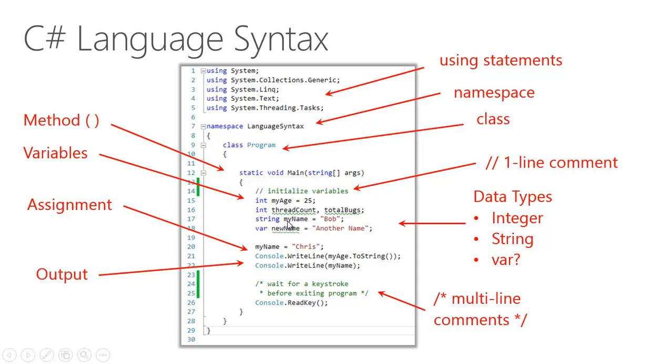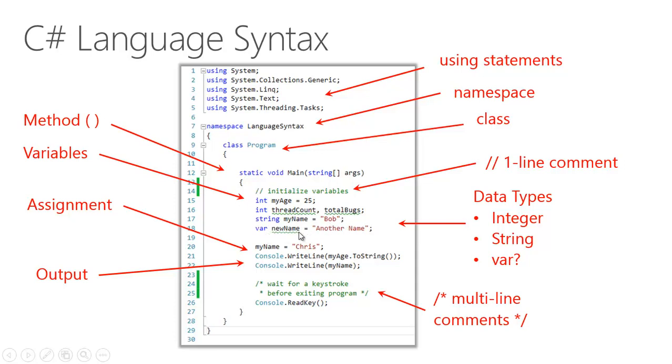Next, we have a string variable, such as my name. So I have a string variable called my name, and I've initialized it to have the value of Bob. You'll notice that Bob is in double quotes, meaning that it's a text string value. So any string variable can hold one or more characters within double quotes.